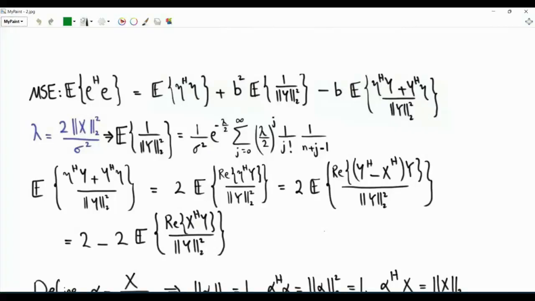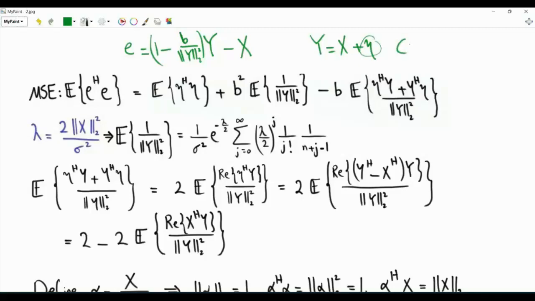Let's see where we are now. We are investigating the mean squared error. The estimation error is the estimator, which is vector y, the vector containing the observations, and now it has this term here: 1 minus the non-negative real number b divided by the L2 norm squared of vector y, minus x. And recall that the vector of observations y is x plus the contamination noise eta. And this eta is complex valued, circularly symmetric, with a zero mean vector and covariance matrix sigma squared I, n by n. So we expressed the MSE using basically those terms.